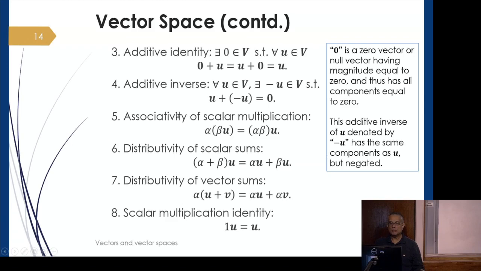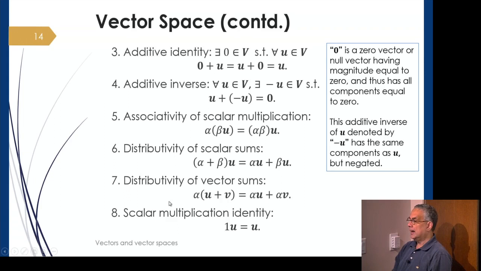Property number five, associativity of scalar multiplication. What we mean here is if you do alpha times beta times U, you take the product alpha beta first, then do the scalar multiplication with U. Distributivity of scalar sums: if you do alpha plus beta, take the sum first and multiply it with U, you could as easily do alpha times U plus beta times U.